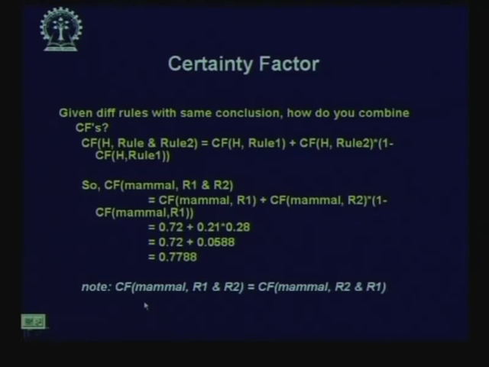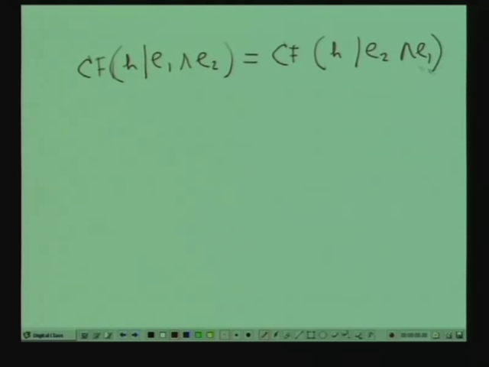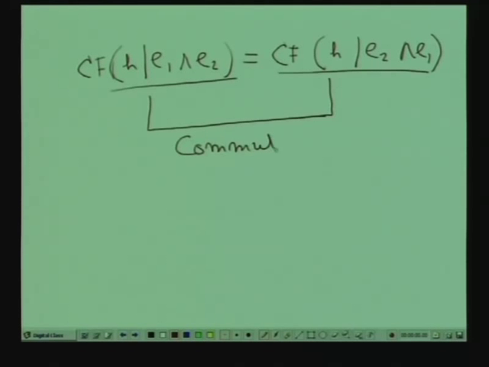So what does it mean? This means that certainty factor should be independent. The law of combination should be independent of the order in which the rules are being fired. So certainty factor of some hypothesis H given E1 and E2 should be the same as certainty factor of H given E2 and E1. This means that the combination rule should be such that it should be commutative.